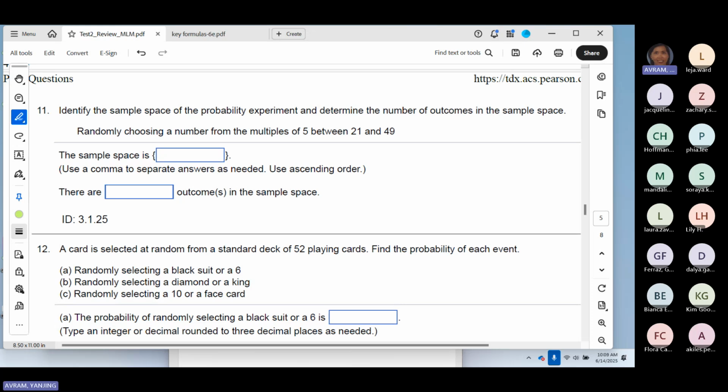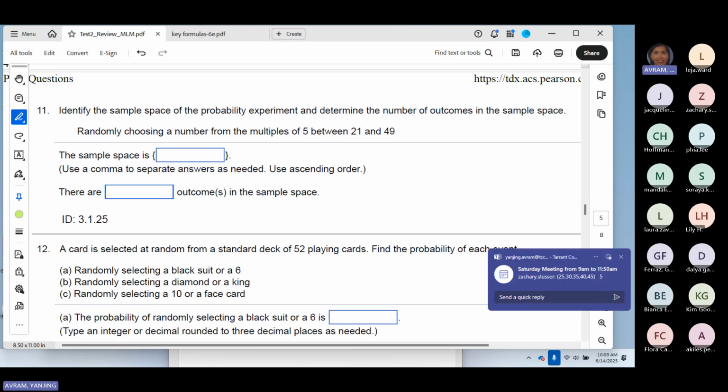Okay, let's type it in the chat to see what you get.